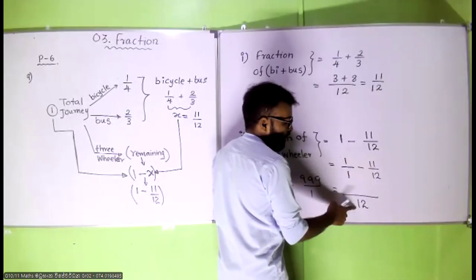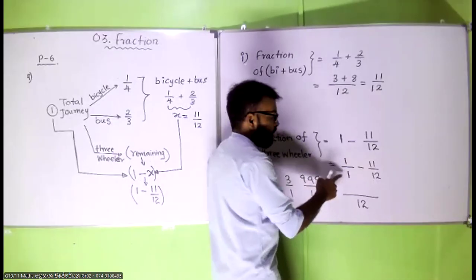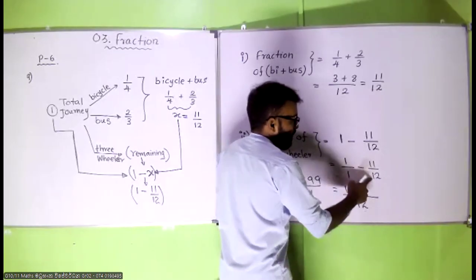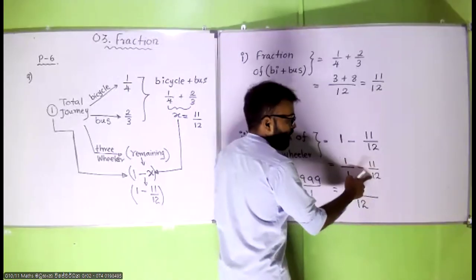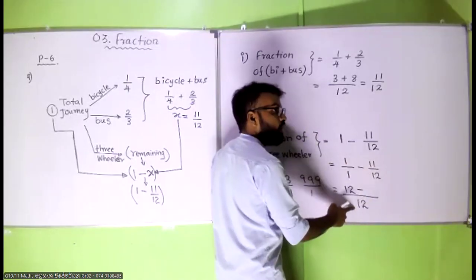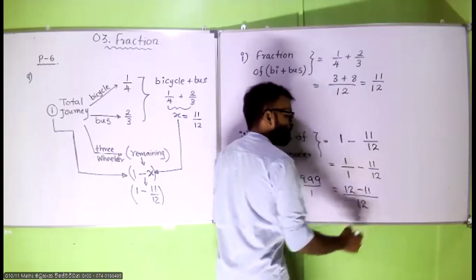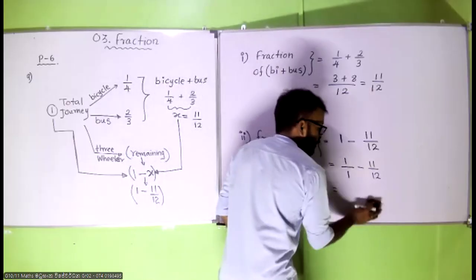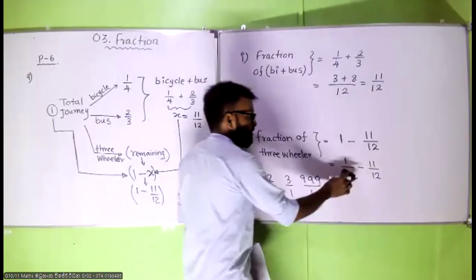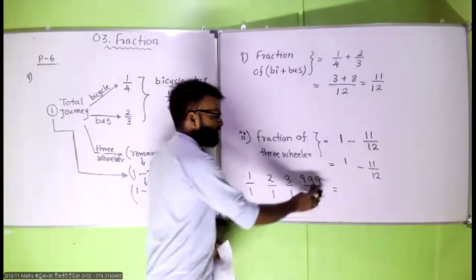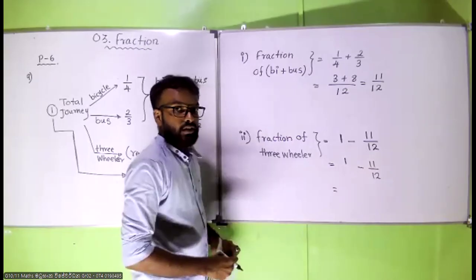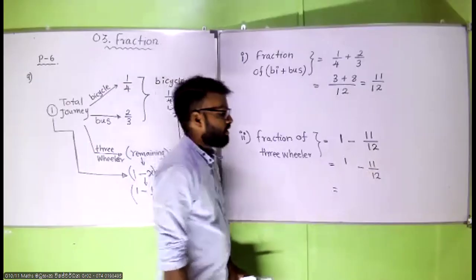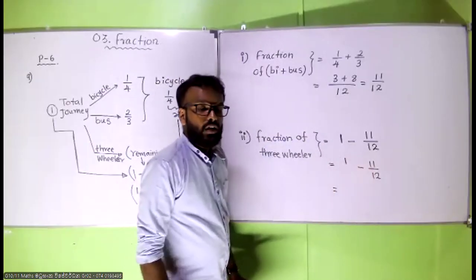How many 1s are there in 12? 12. 12 times 1 is 12, minus 11/12. Here you have denominator 12. How many 12s are there in 12? Only 1. 1 times 11 is 11. Don't waste too much time on that. This one is called the total journey. Now here you have 11 upon 12.